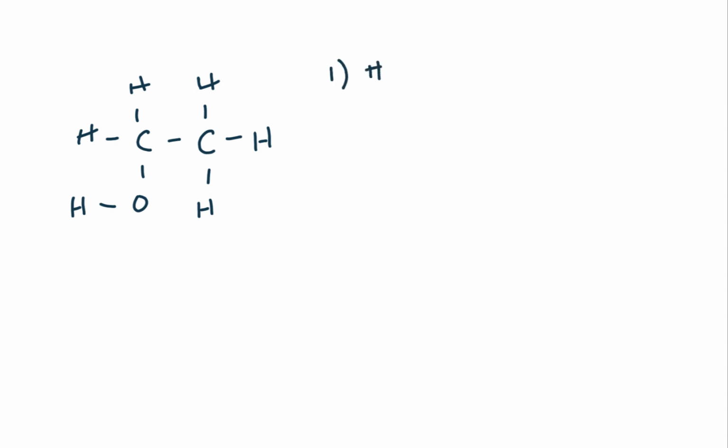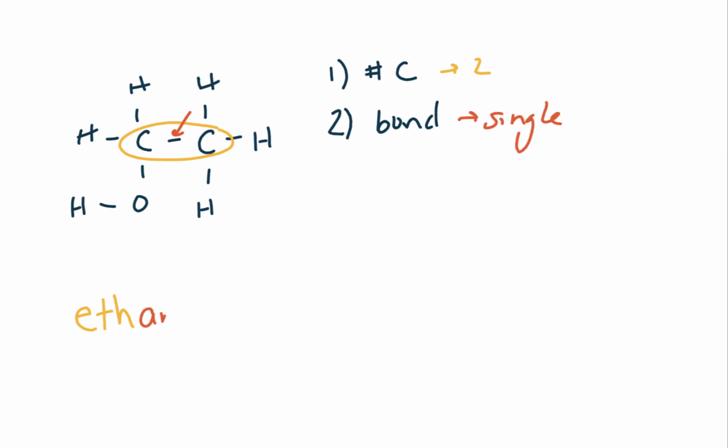The first thing we're doing is looking at the number of carbons. There are just 2, so that gives us the prefix eth. Okay, the second thing we're looking at is the bonds. We see this bond right here is the only carbon-carbon bond, and that is a single bond. So this gets an.